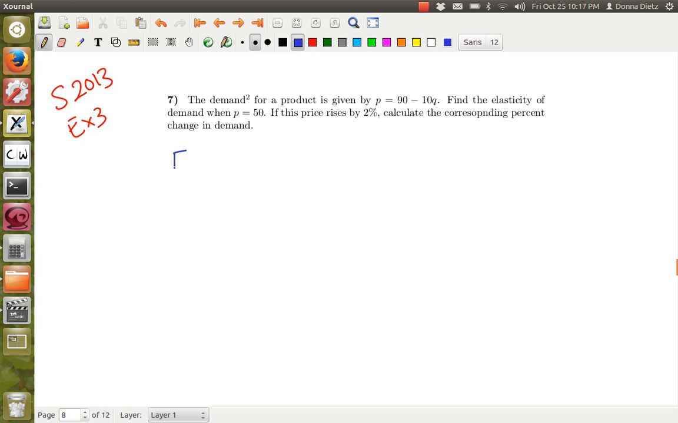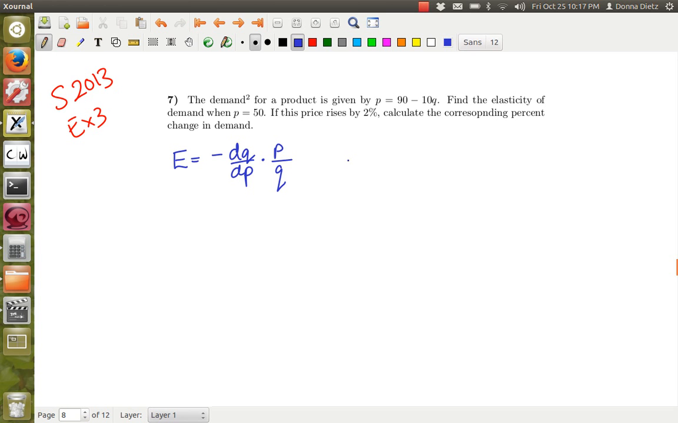So we have the formula: elasticity is the absolute value, which I hate, of minus dq/dp. What I mean is I hate the fact that the formula has an absolute value sign in it, because all it does is remove one negative sign, always, always, always. So I think that's an abuse of the absolute value sign.